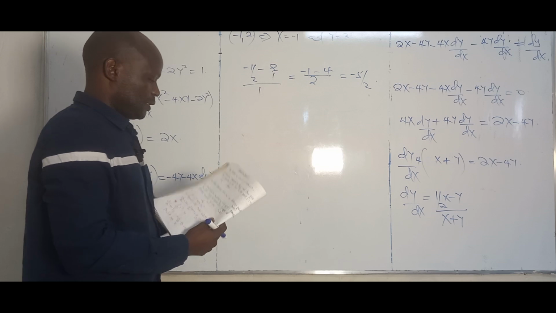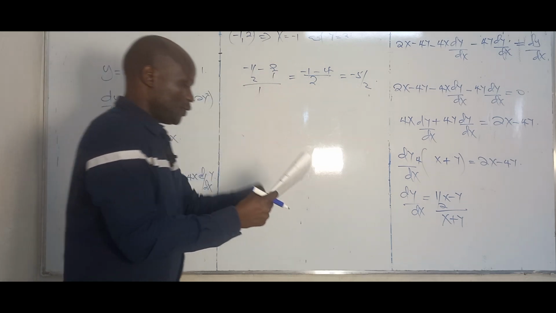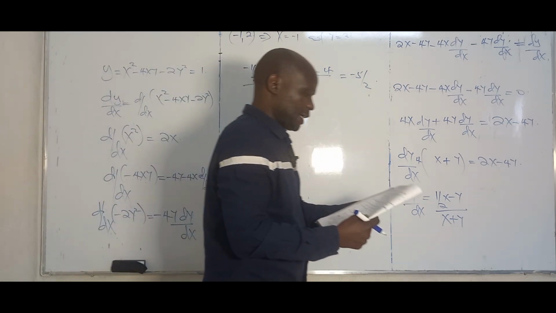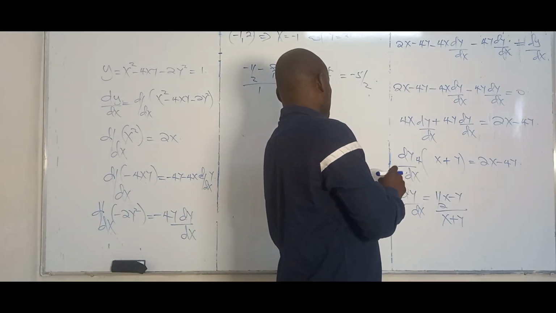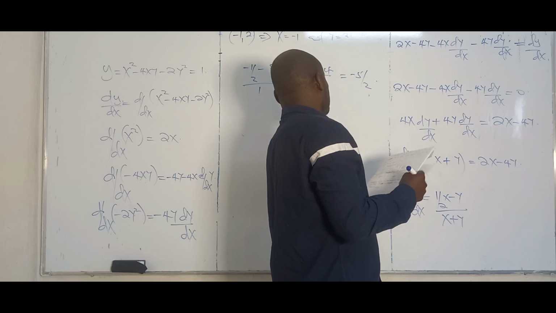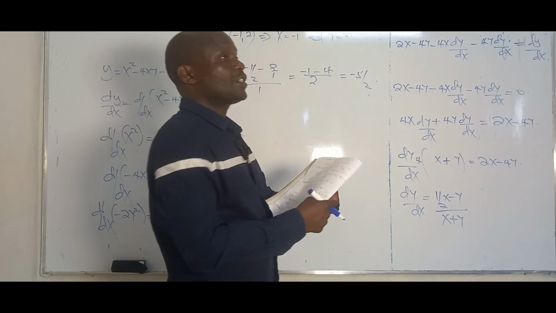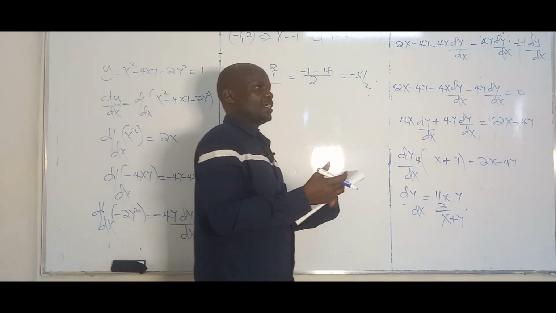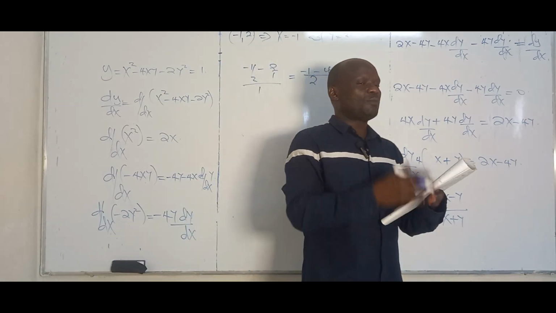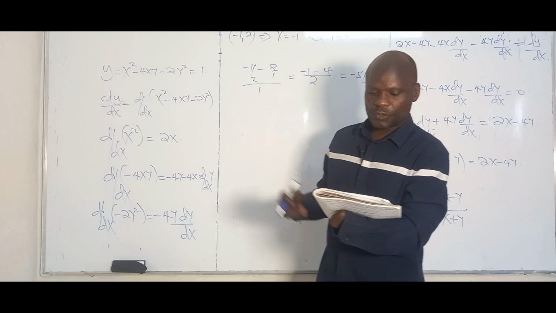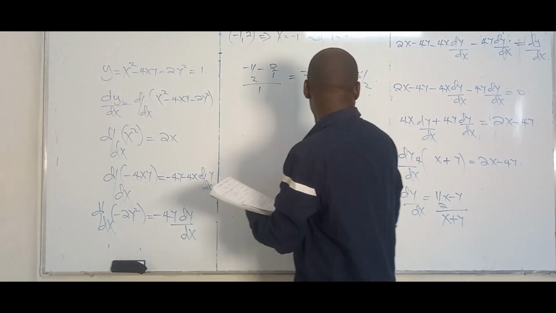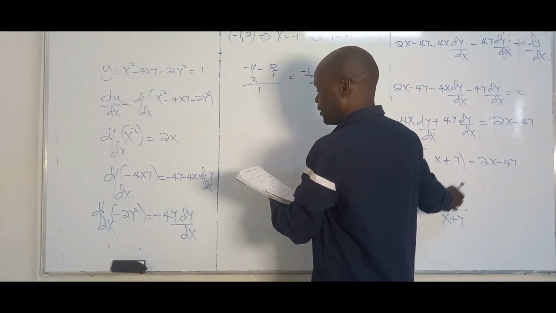So that is that for Roman 1. So I move to Roman 2. Show that the curve has no stationary points. So we know that stationary points are the turning points. Basically, they occur at the turning points. It can be minima or maxima. So stationary points occur where dy dx is equal to 0.